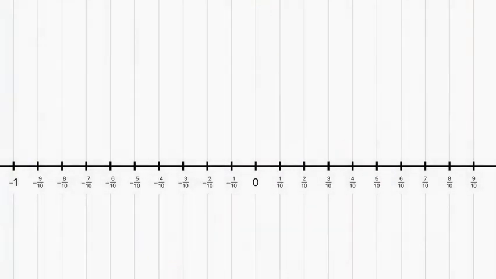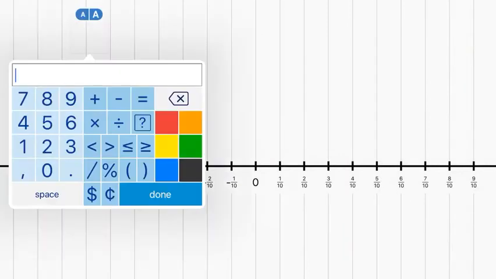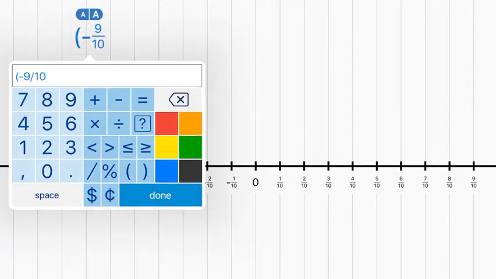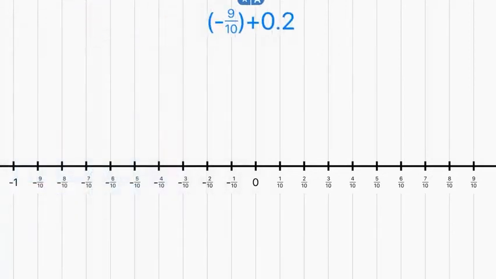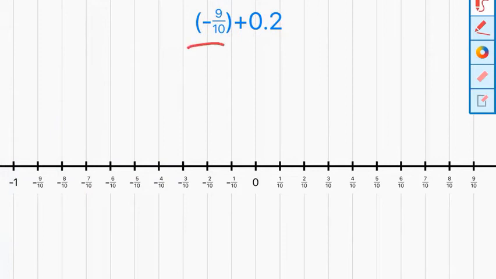All right, let's try one where we add positives. So I'm going to start with a negative number this time. Negative 9/10 plus 0 and 2/10. So once again, we will always start at the first rational number. So I'm going to move to the left towards the negatives and end up at my negative 9/10.